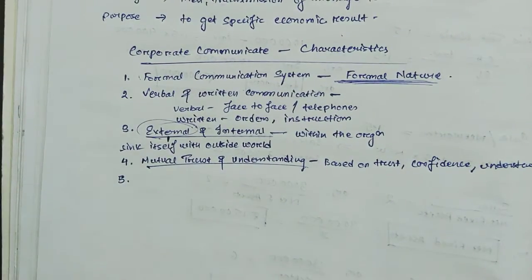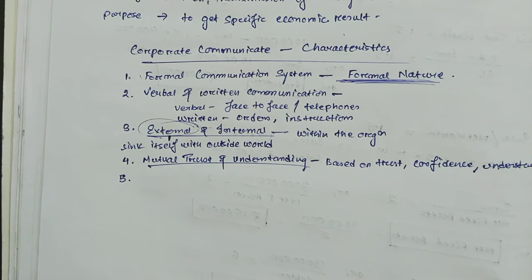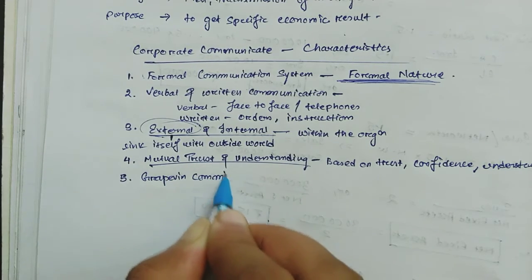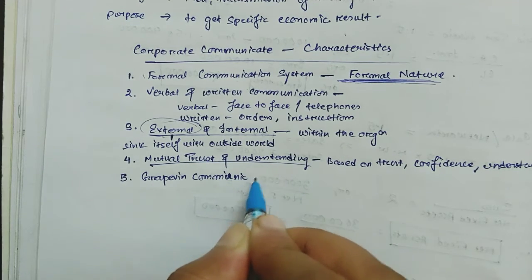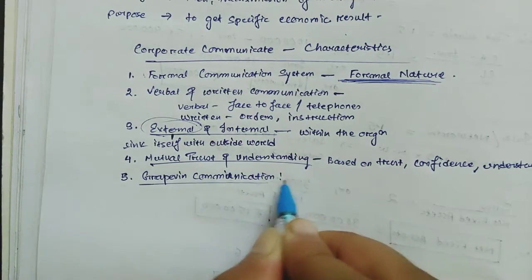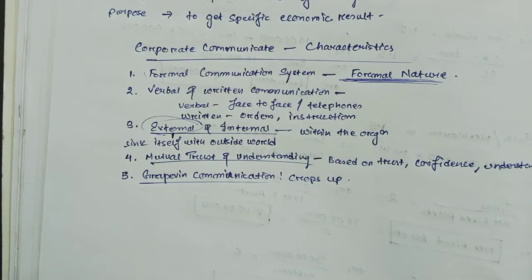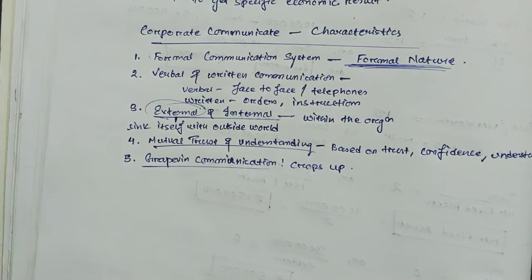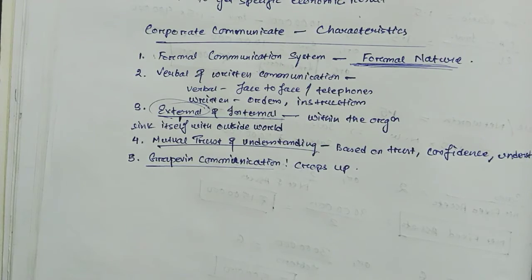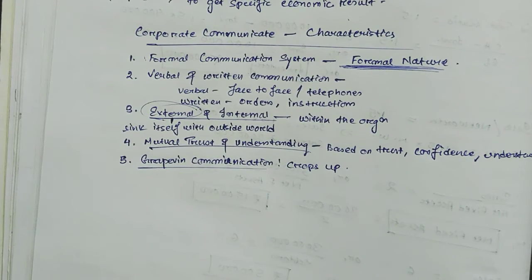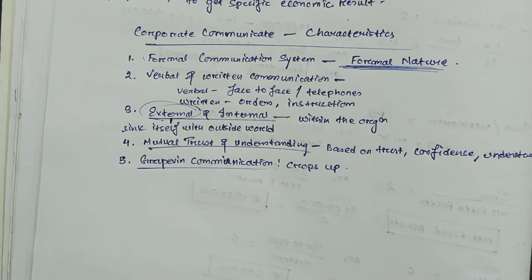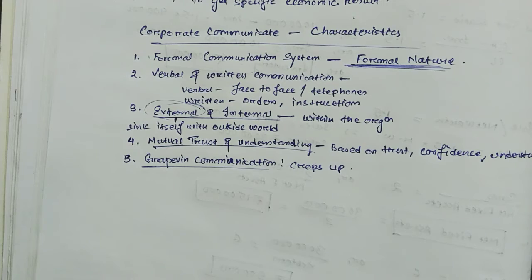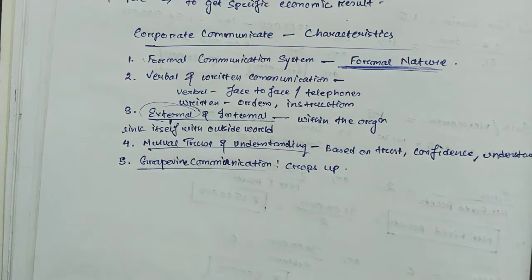Okay, let us move to the next one, fifth one, grapevine communication crops up. As we discussed last time, grapevine communication is inevitable in any corporate field. Why? Because it arises from the social and personal interaction requirements of a person. So anytime you have a formal body where you have formal ways of doing things, you will always find grapevine communication rising up over there.